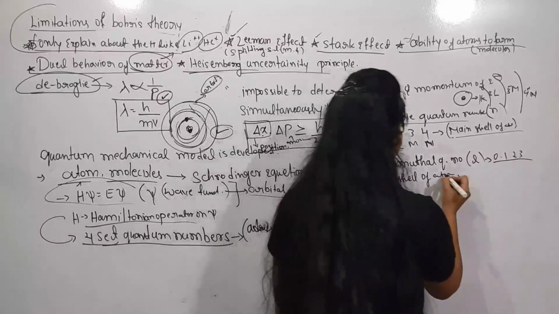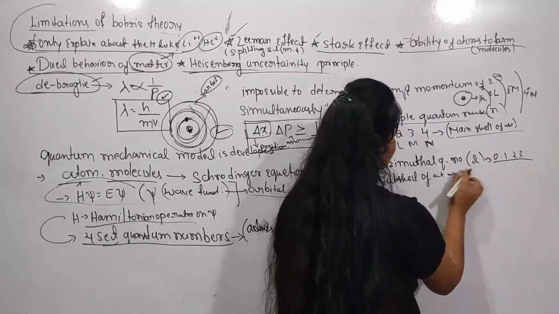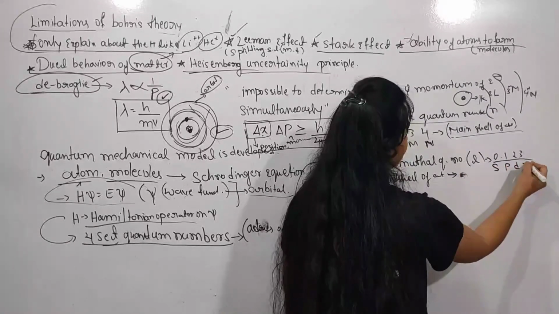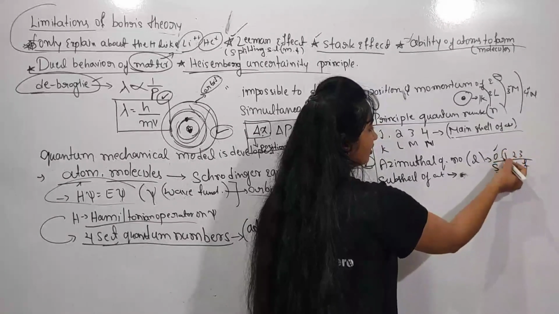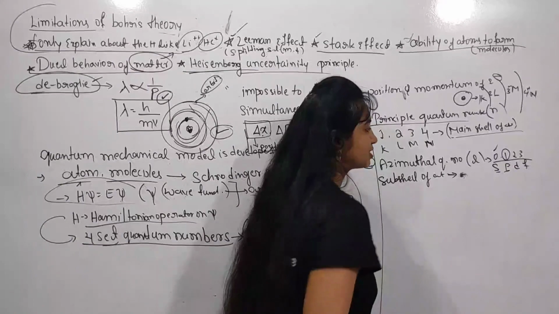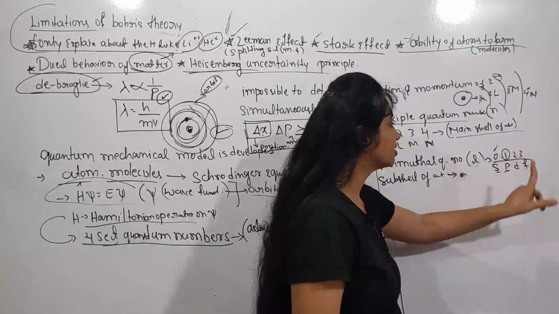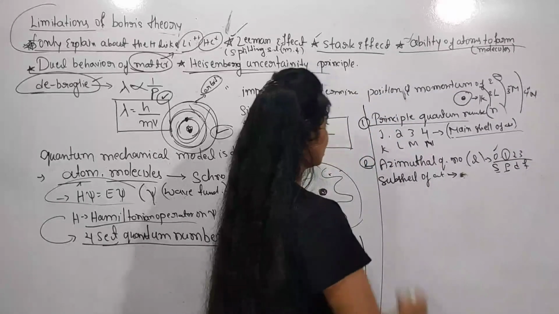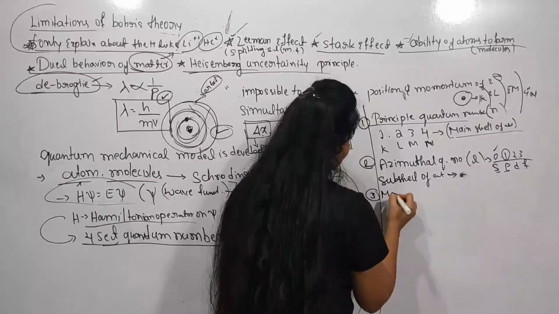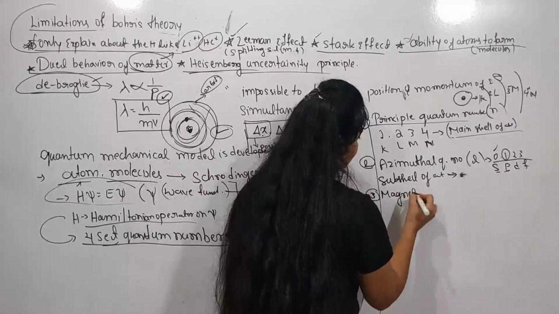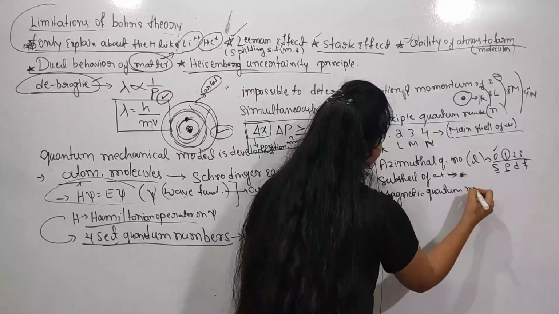The subshells of atoms are denoted as s, p, d, f. S subshell means the value is 0. If the value is 1, the subshell name is p. If the value is 2, the subshell name is d. So this is about the azimuthal quantum number. And the third quantum number is the magnetic quantum number.